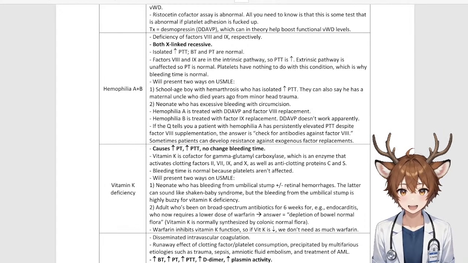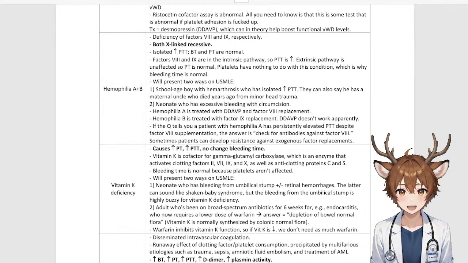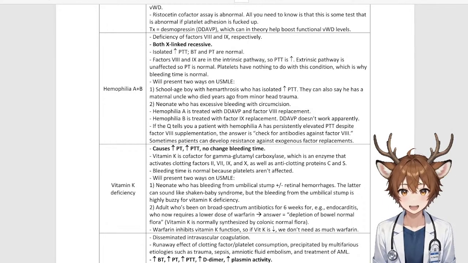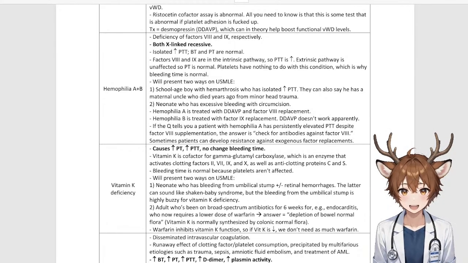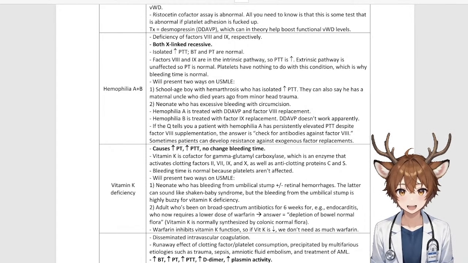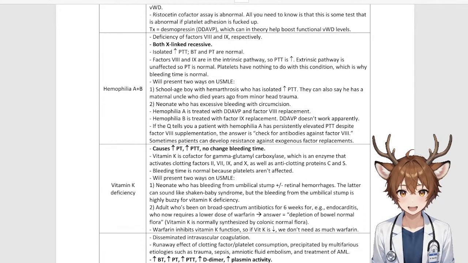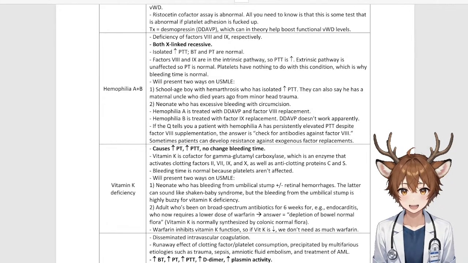Extrinsic pathway is unaffected, so the PT is normal. Platelets have nothing to do with this condition, which is why the bleeding time is normal. We'll present two ways on USMLE. School-age boy with hemarthrosis who has an isolated elevation in PTT. They can also say that he has a maternal uncle who died years ago from minor head trauma.